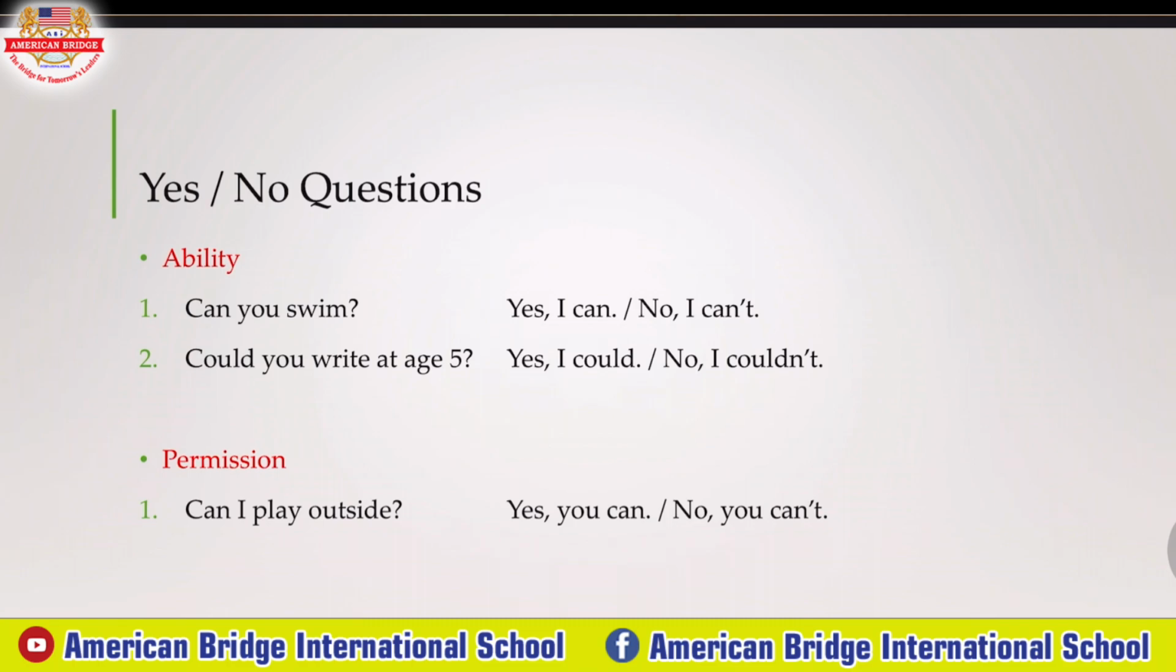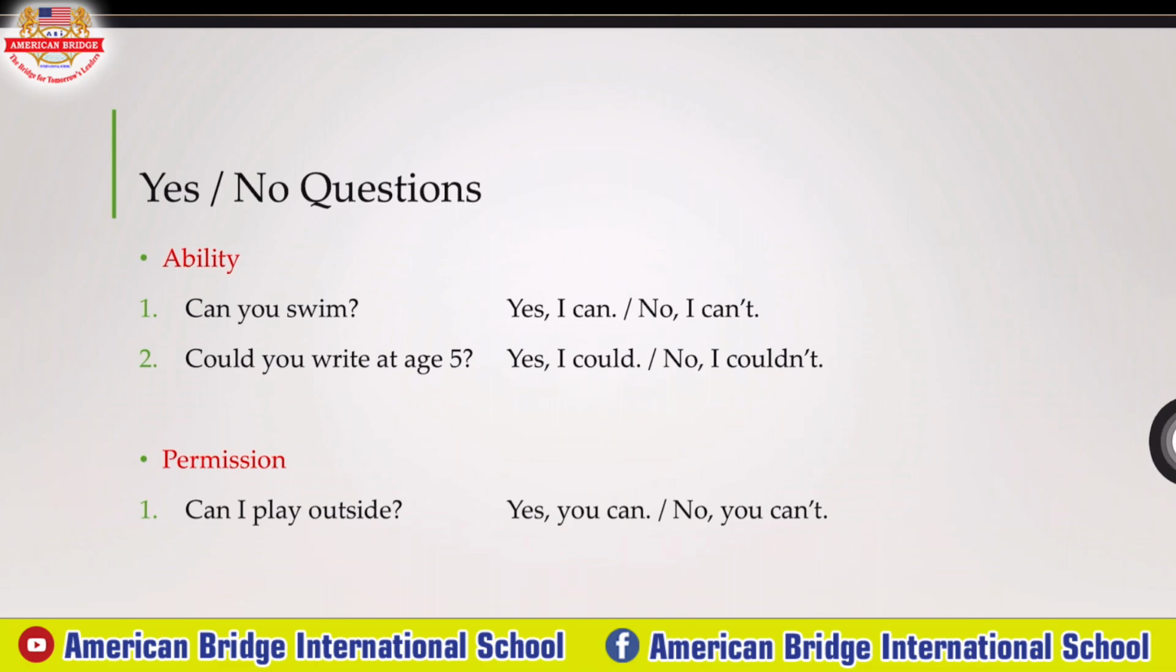All right? And here is another section about yes or no questions. I will show you yes or no questions both in ability and in permission. In ability, we can use can and could. When we want to ask someone a question, you can start with can by putting the word can in front of the sentence. Can you swim? Yes, I can. Or no, I can't. Number 2, could you write at age 5? Yes, I could. Or no, I couldn't.